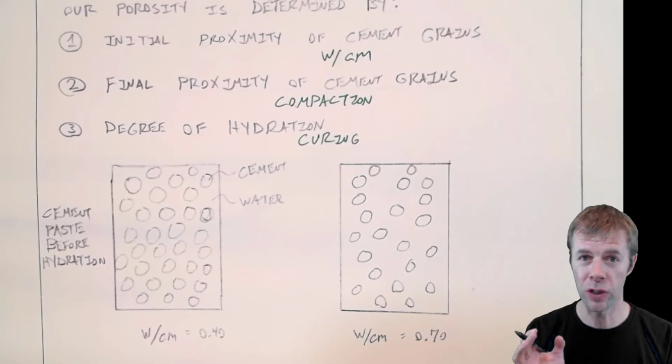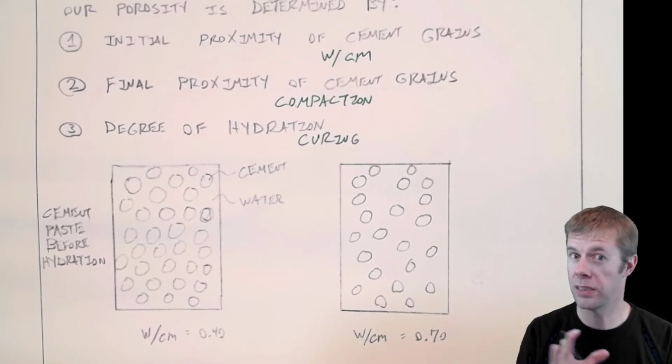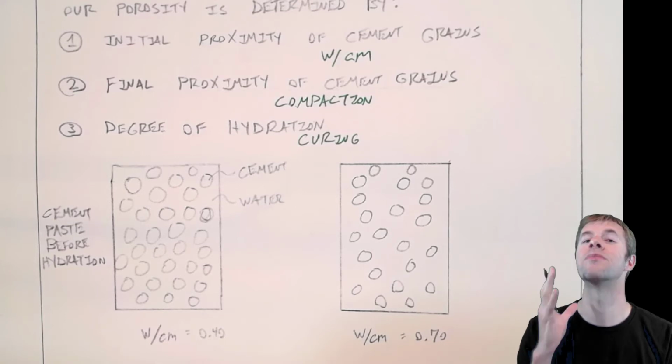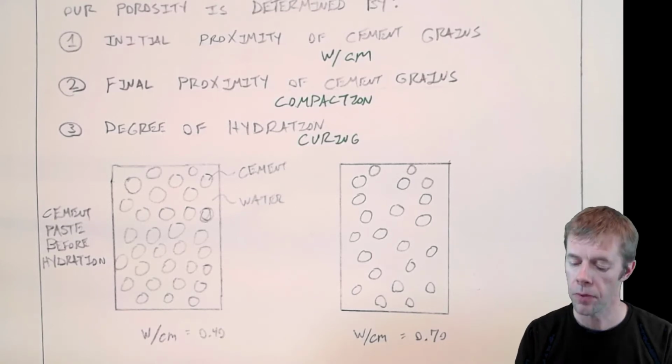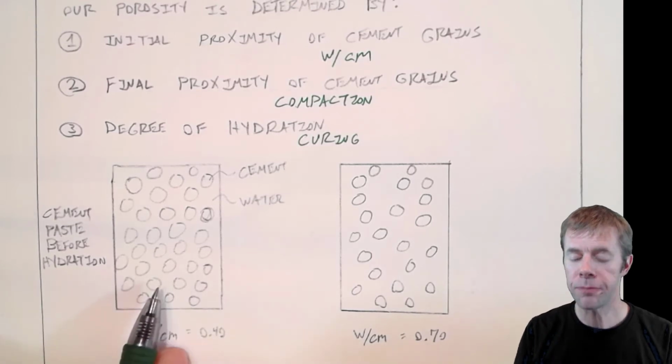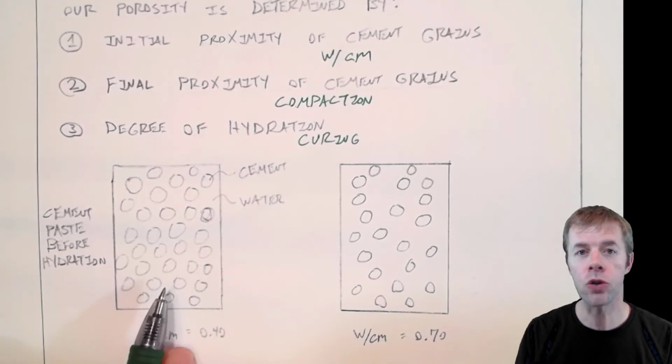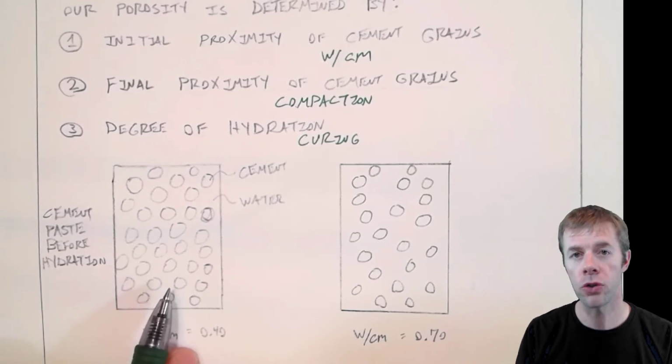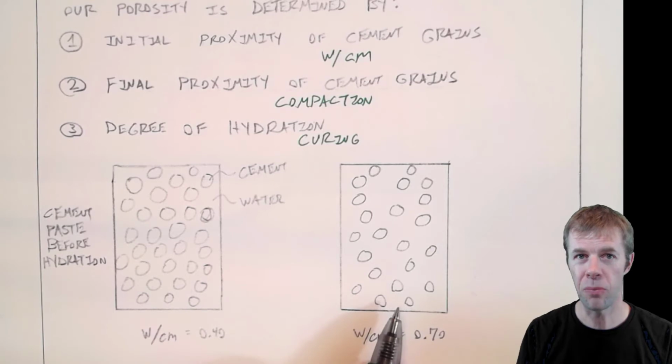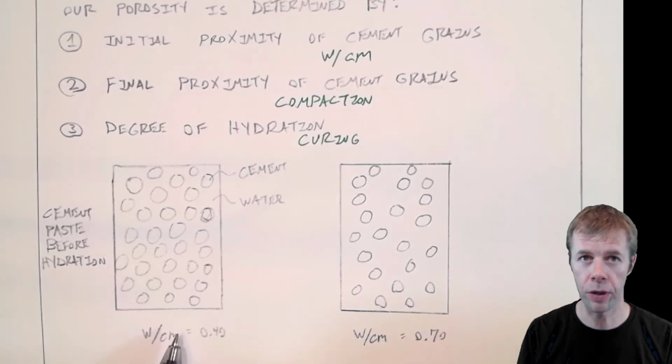And we're showing all these particles reacting at the same rate. That's not right either, but we're starting out somewhere. And we can see that these particles are closer together. Their initial proximity is closer together than this system. Why is that? Because they have a lower water cement ratio.